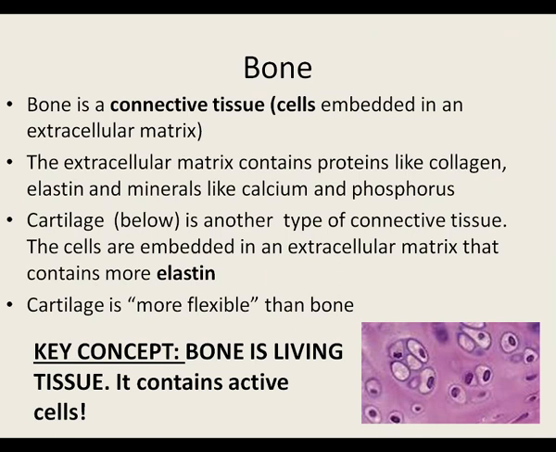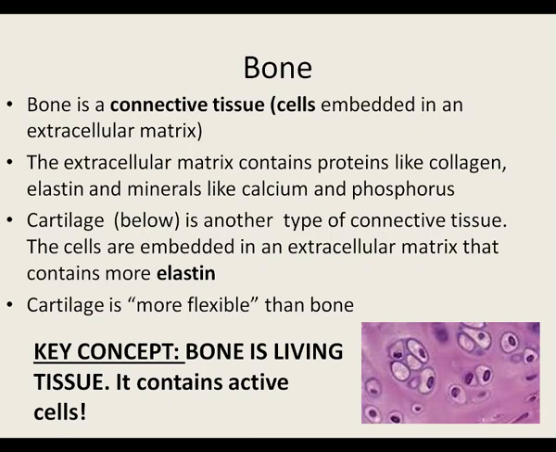So bone is a connective tissue. Remember, there's 4 main types of tissues: epithelial, skeletal, nervous, and connective. So bone is classified as a connective tissue. Once again, to review that, cells embedded in an extracellular matrix. Remember, we mentioned much like a muffin, right? A blueberry muffin, the blueberry is representing the cells and the dough representing the extracellular matrix. In bone, the extracellular matrix contains proteins like collagen, elastin, and it also contains minerals like calcium and phosphorus.